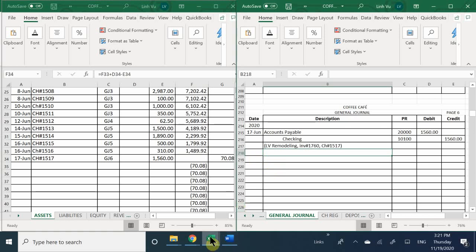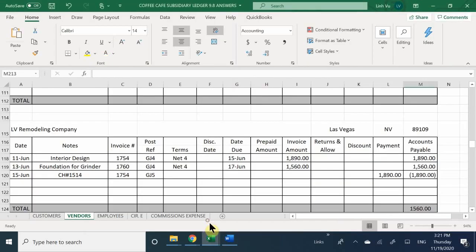Someone's getting fired. All right. So because we dealt with a vendor, where are we going next? To the subsidiary. Good. And here it is again, LV. Oh, and we're there.